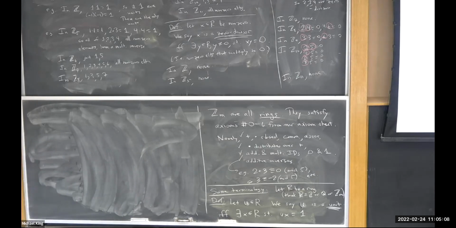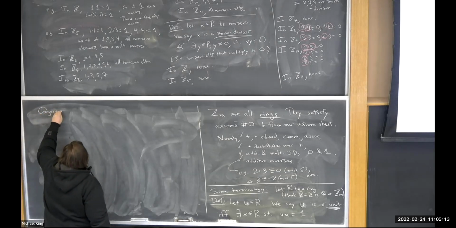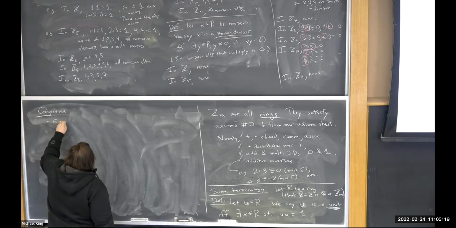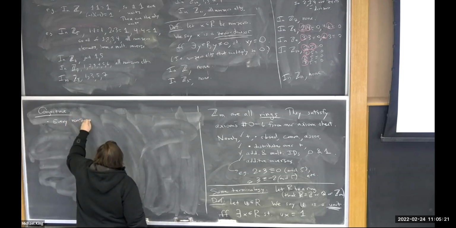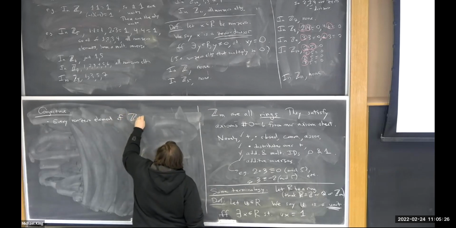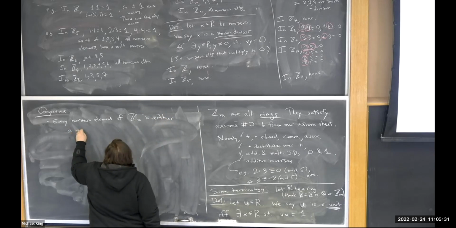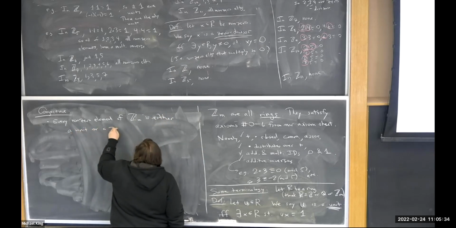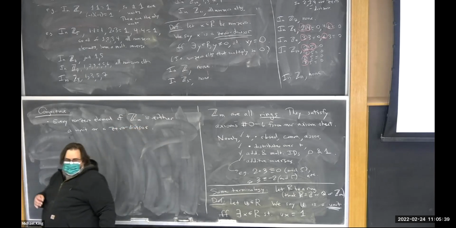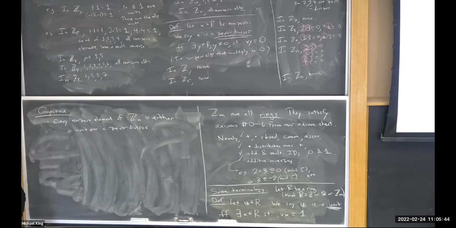Okay. So, conjecture. A conjecture is something that we think is true, but we don't know yet. Every non-zero element of Zm is either a unit or a zero divisor. I guess it's almost like an exclusive or, right? One or the other, but not both.